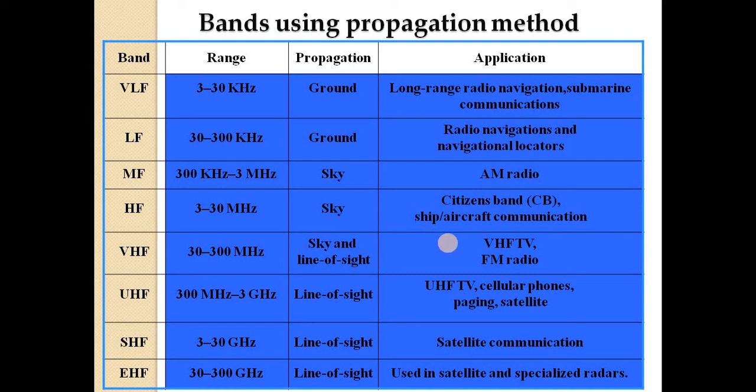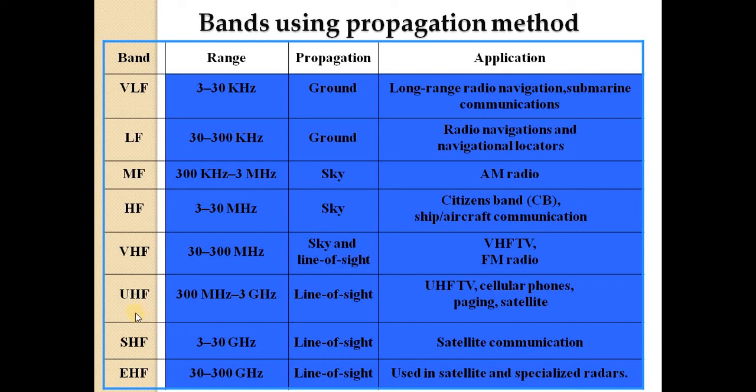Next is the VHF. VHF means very high frequency, and it ranges from 30 megahertz to 300 megahertz. Very high frequency waves use line of sight propagation, and they are used for VHF television communication, FM radio communication, aircraft AM radio, and aircraft navigation.